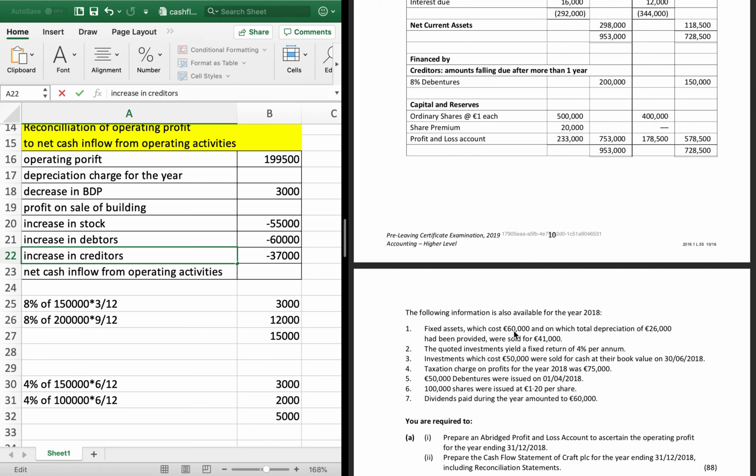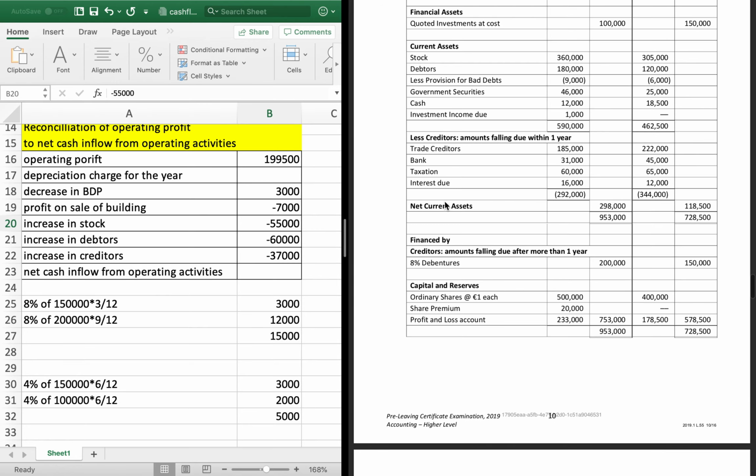So the profit or loss. So the assets cost 60, the depreciation at 26, so they're worth 34, and you sold them for 41. So you made a profit of 7,000. Remember, profits increase your profits, but don't increase your cash, so you have to do the opposite and take them away. There's nothing else that will help us with the depreciation really there. We have to take account of that 26,000.